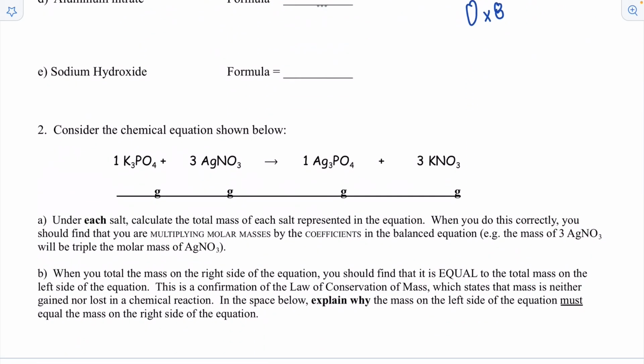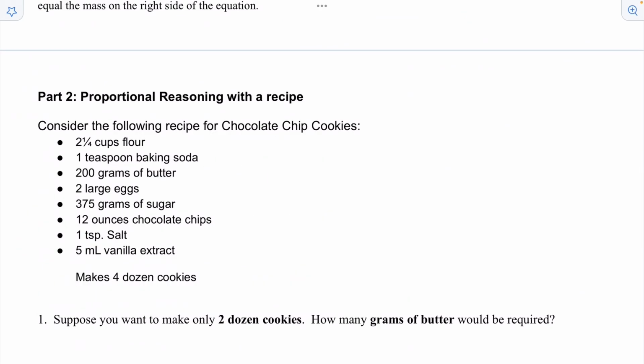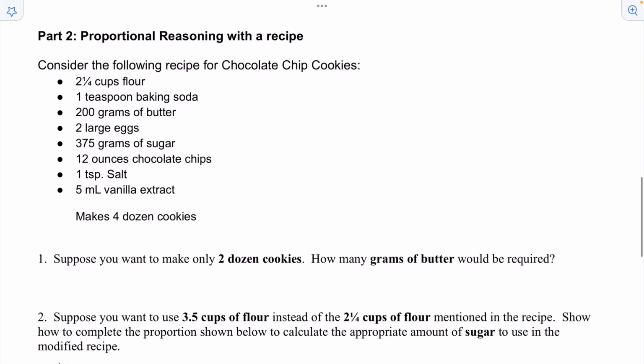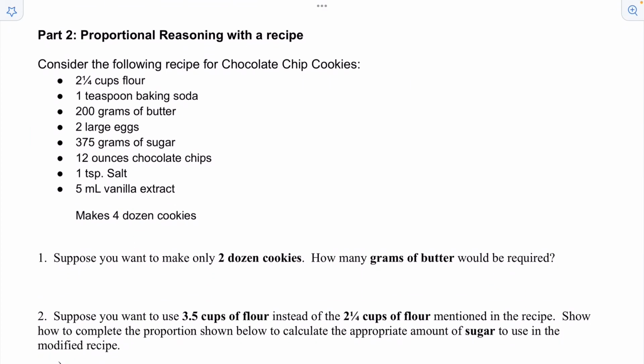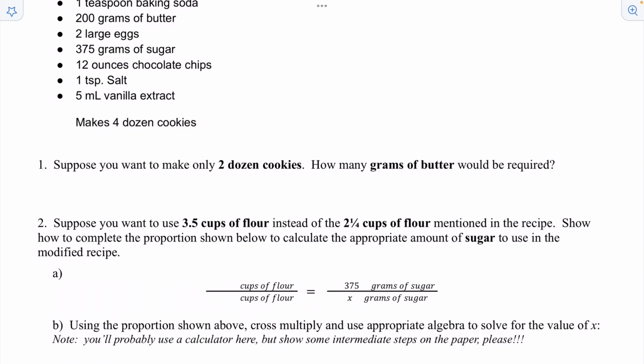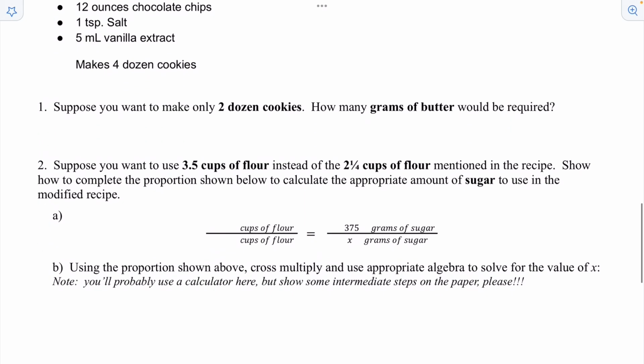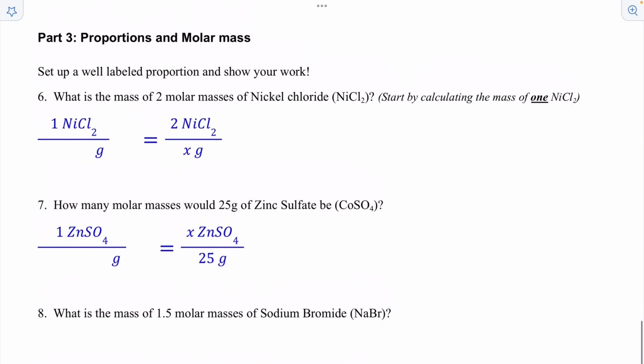When you get to number 2, read the instructions and do that. And then part 2 is proportional reasoning with a recipe. This is a cookie recipe, and I'm hoping you can do some proportional reasoning here. Proportional reasoning is where you set a proportion equal to each other to solve for a missing variable x. And then you'll do a little bit of practice with proportions and molar masses.